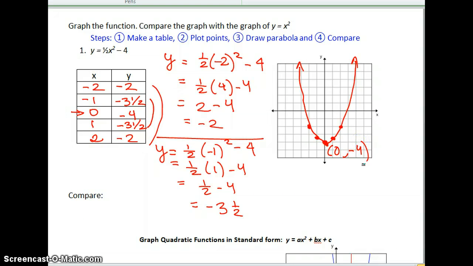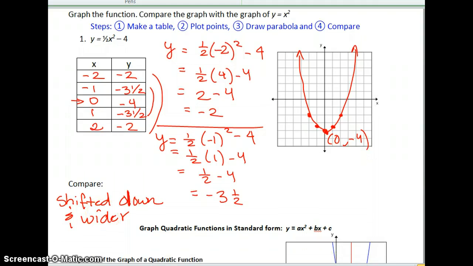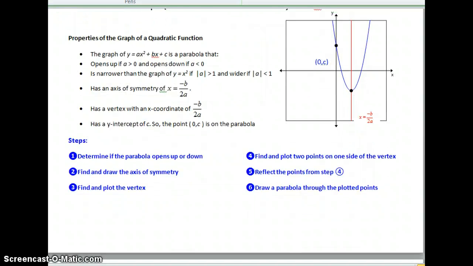The last thing that they asked us to do is to compare it. So my comparison is, in comparison to that first graph, the blue one on the back side of this paper, this is shifted down 4. And it's just a little bit wider. That's your comparison. Go ahead, press pause right now if you need to. Otherwise, we're going to continue here and go over some basics.